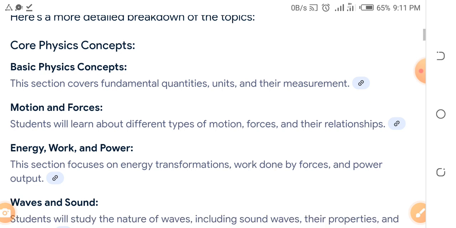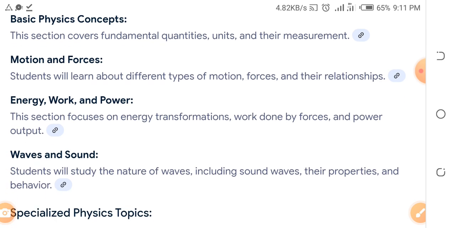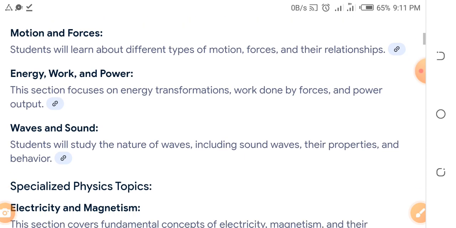Read up motion and forces. So under motion and forces, read up motion, forces, and the relationship between motion and forces, including the calculations. I hope you are following. Read up energy, work, and power. Energy, work, and power is in your physics textbook. Go read up their calculations, their relationship, how to solve them. Also, oppose this I'm saying with the past questions, right?